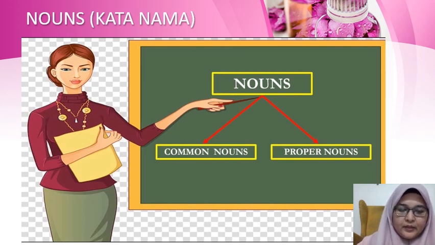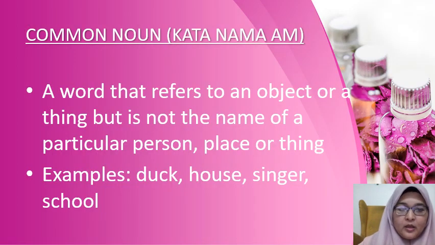Okay, there are two types of nouns. First is common nouns, and the second one is proper nouns. What is common noun? In Malay, common noun is kata nama am. Common noun is a word that refers to an object or a thing but is not the name of a particular person, place or thing. Examples: duck, house, singer, school.